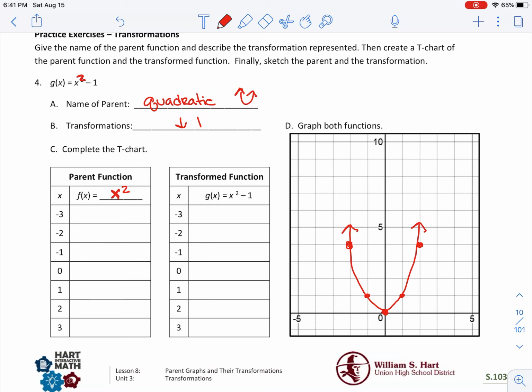So that's that original U function, and all I'm going to do to it is move every single point down 1. And so now I've got a whole nother U shape.